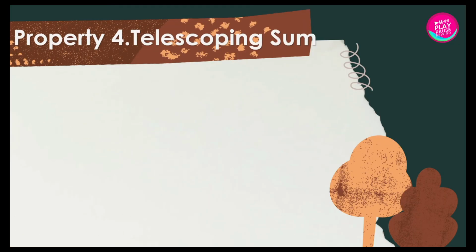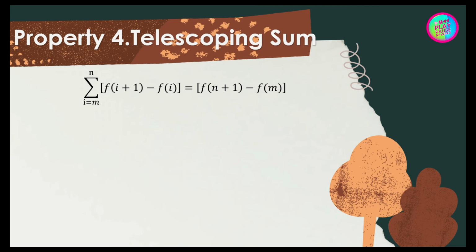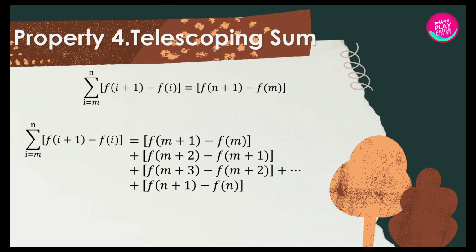Property 4. Telescoping sum. The summation of f of i plus 1 minus f of i from i equals m to n is equal to f of n plus 1 minus f of m. To derive this formula, the summation from i equals m to n is f of m plus 1 minus f of m, plus f of m plus 2 minus f of m plus 1, plus f of m plus 3 minus f of m plus 2, plus up to f of n plus 1 minus f of n.